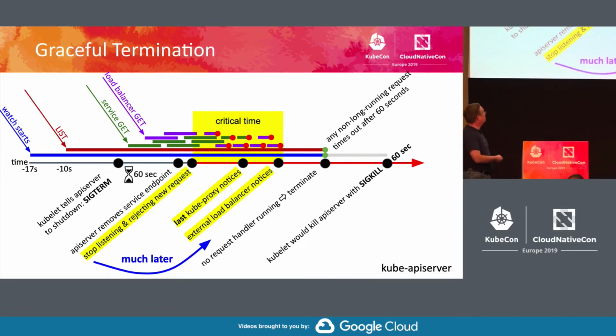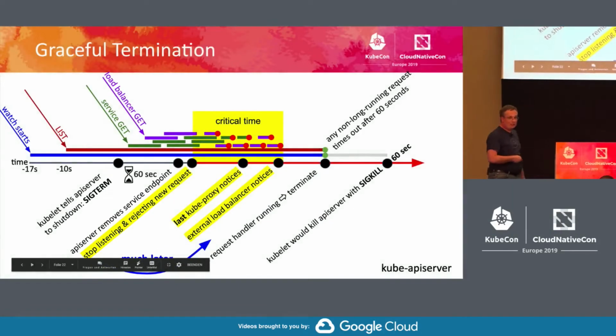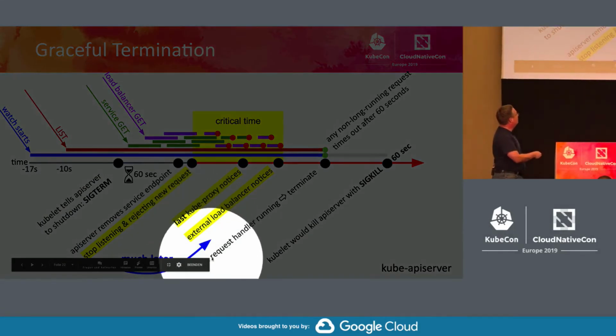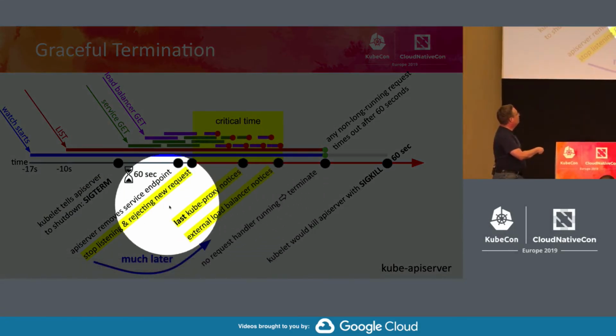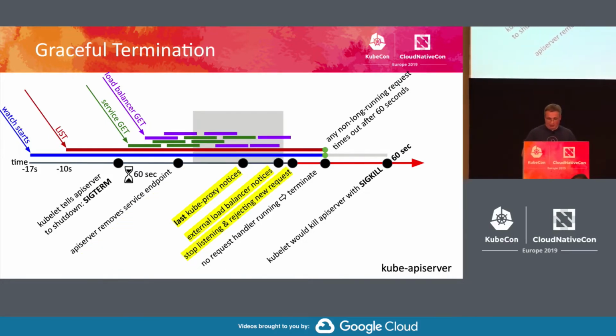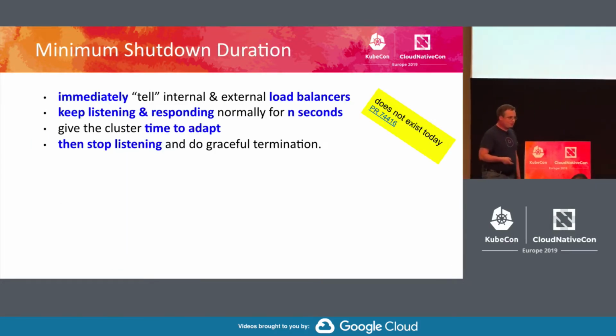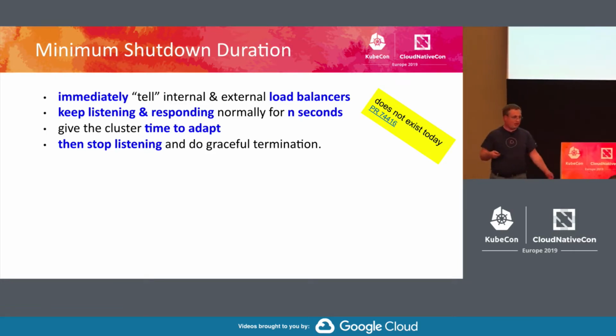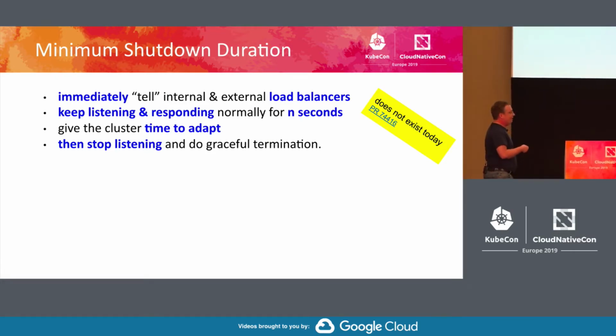Actually, the first idea is, why do we stop listening so early? Let's move that far to this place here, far after kube-proxy and the load balancers noticed. Yeah, we can do that. We cannot do it now, so Kube API server doesn't allow it, but we added something called minimum shutdown duration. That was a quick fix. It's not merged yet, but it helps. It delays the termination. So Kube API server knows there's a signal, I have to shut down, but it keeps running and answering everything for 30 seconds, for example.